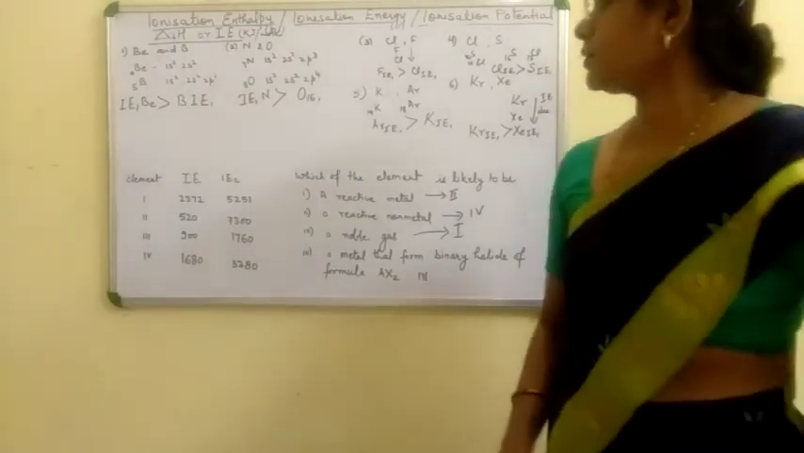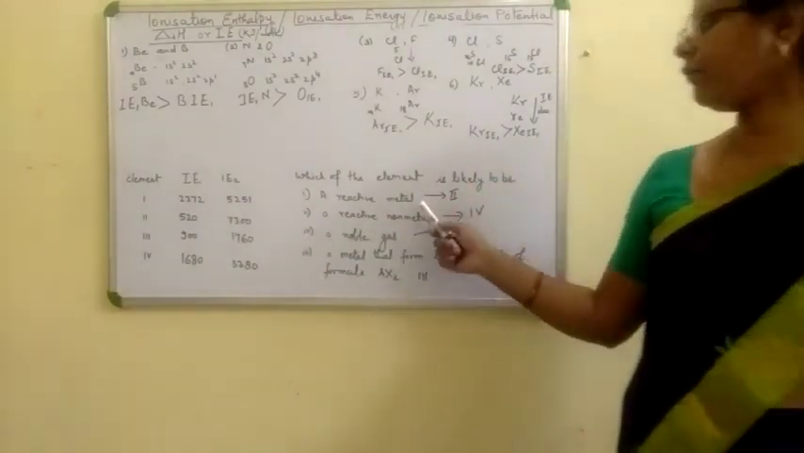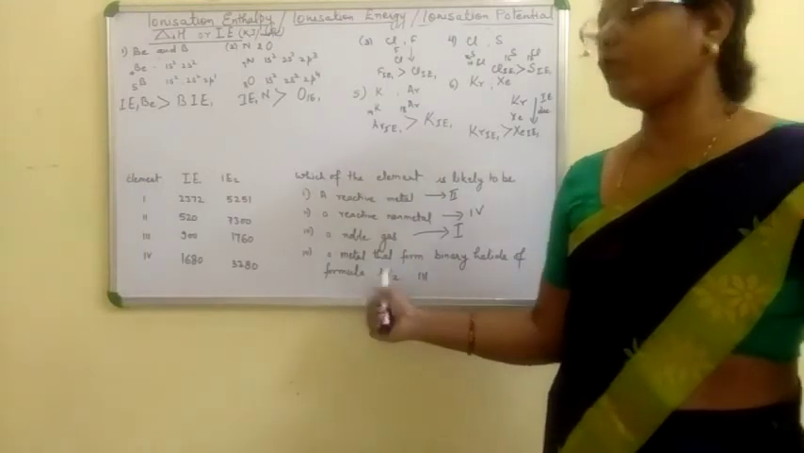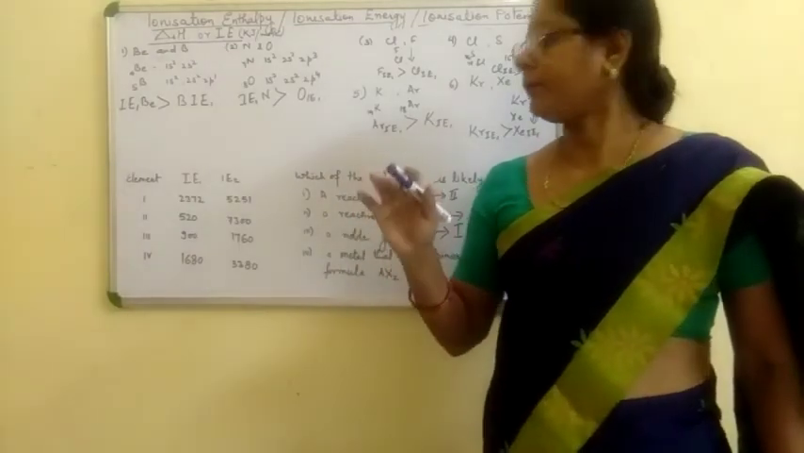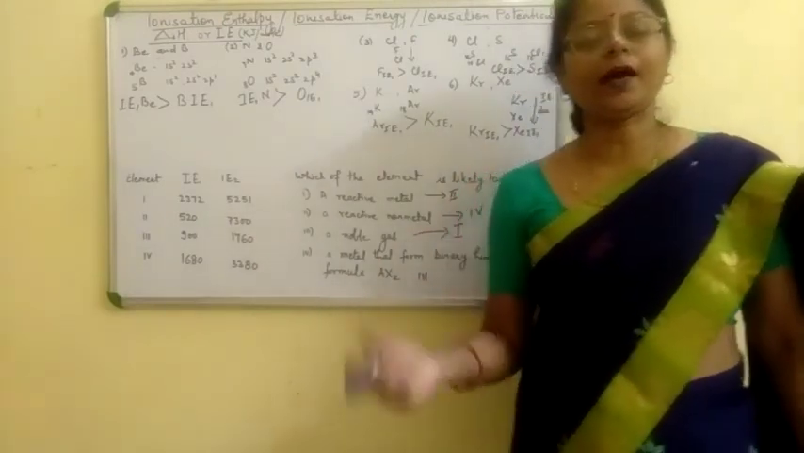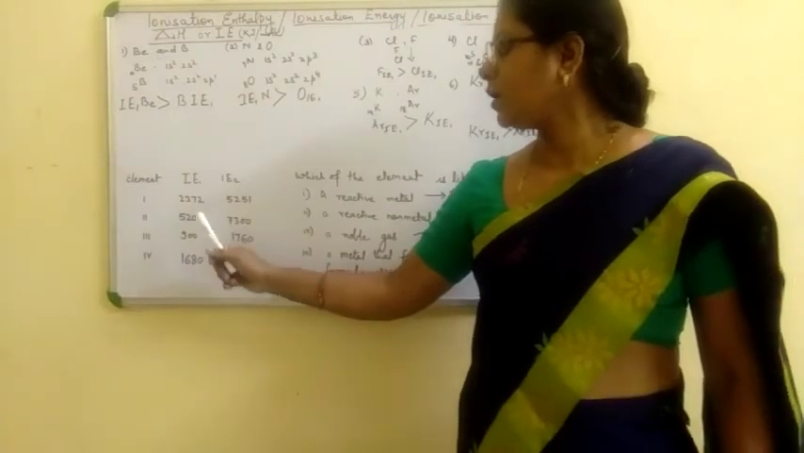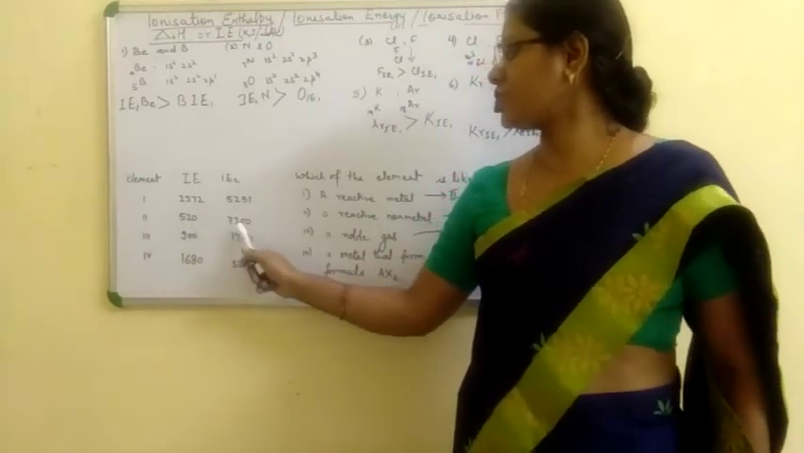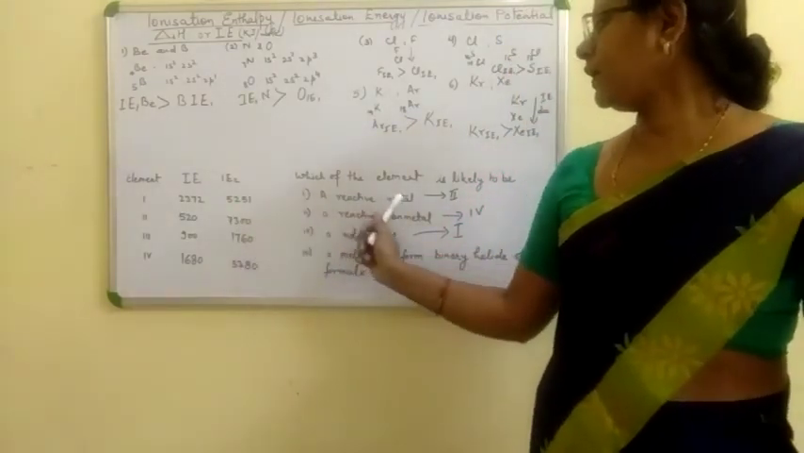Now the next question is: among these elements, which element is likely to be a reactive metal, a reactive non-metal, a noble gas, or a metal that forms a binary halide of formula AX2 type? A reactive metal means a metal which has a lower value of first ionization potential and a much higher value of second ionization potential. Among all these elements, the second element has a low first ionization potential and a much higher second ionization potential. That's why the second element is the reactive metal.